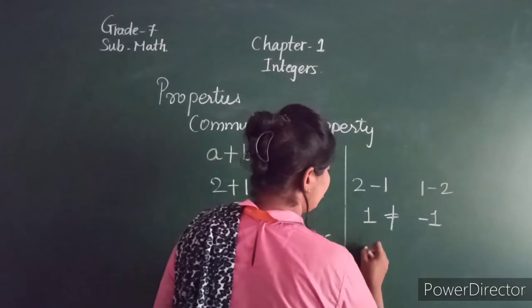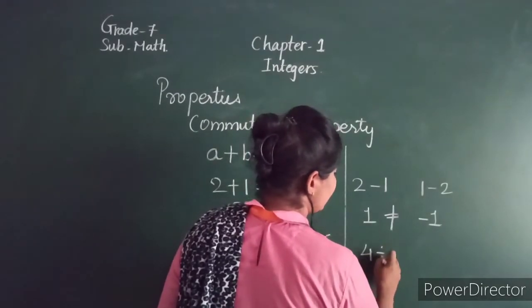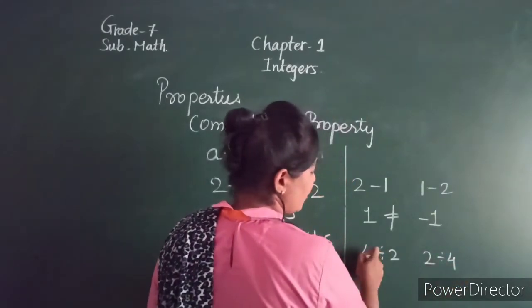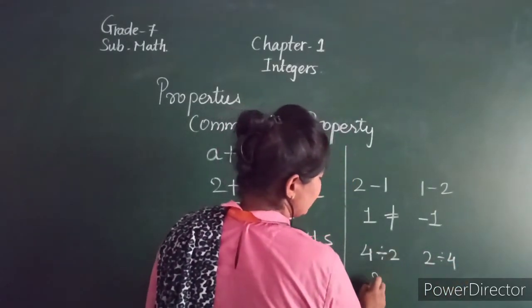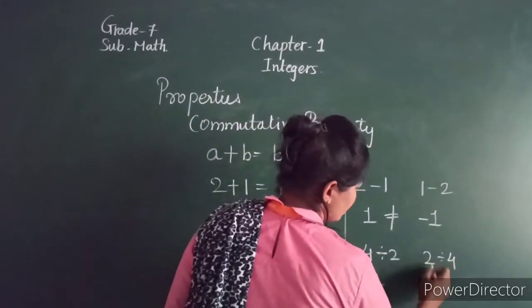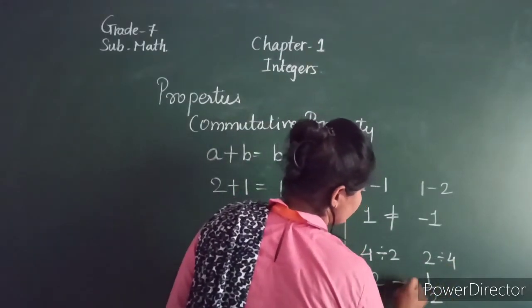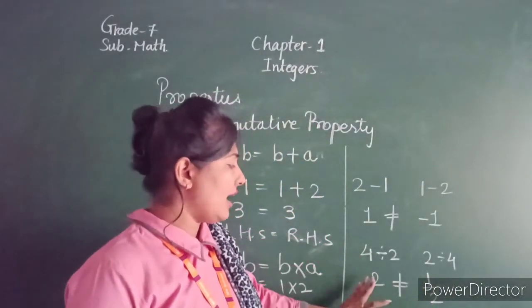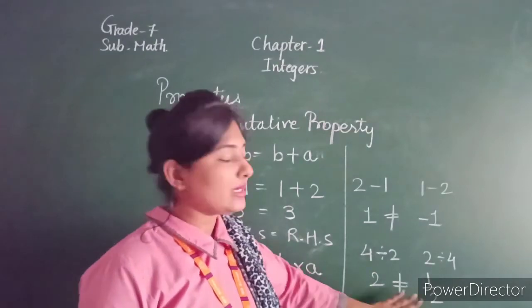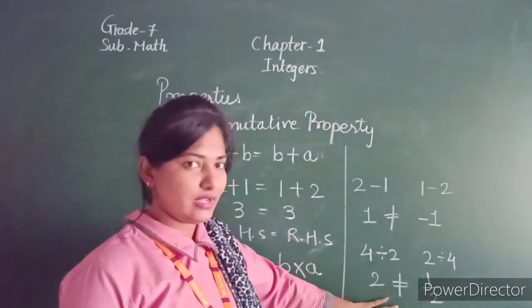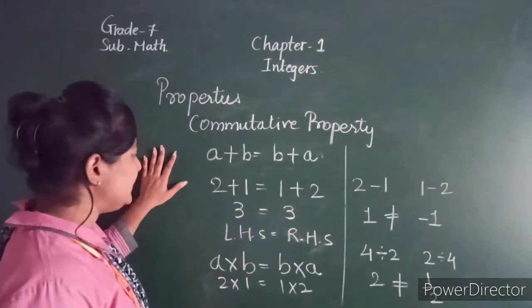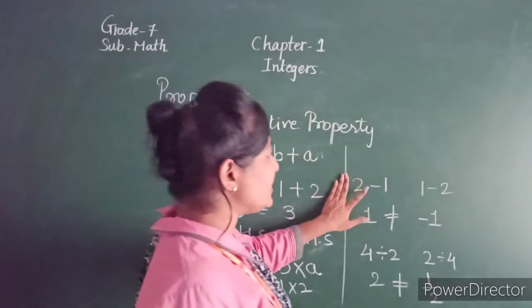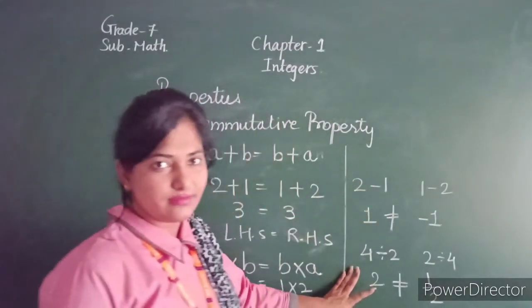For example, 4 divided by 2 and 2 divided by 4. If I divide 4 by 2, I get 2, and 2 upon 4 means 1 upon 2, which is not equal. So both are not equal. So it is not commutative under division. So the commutative property holds in addition and multiplication, but not in subtraction and division.